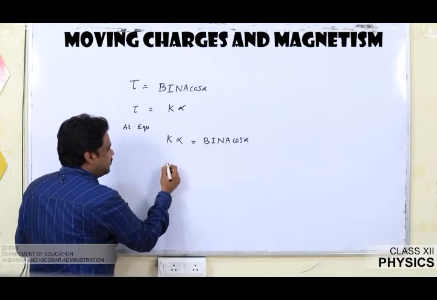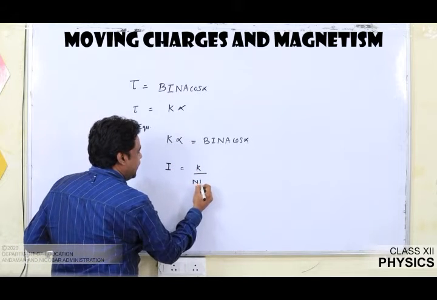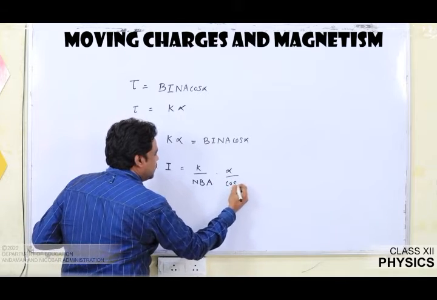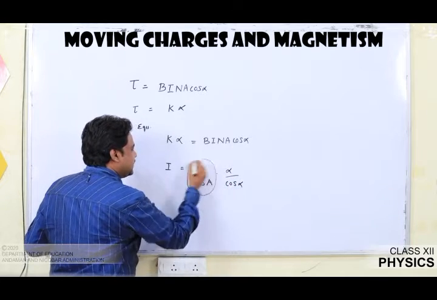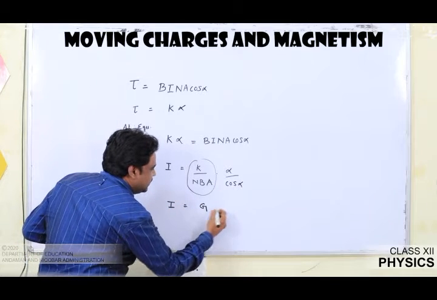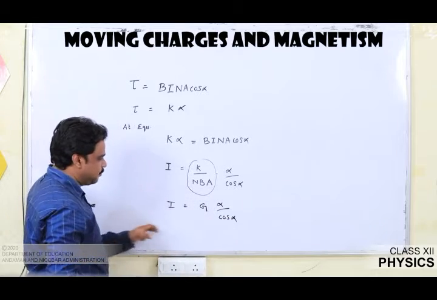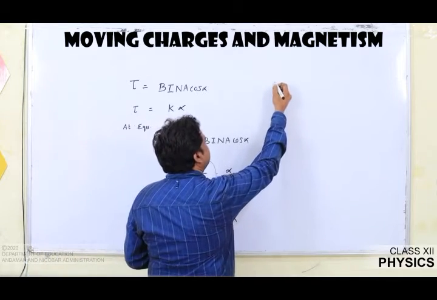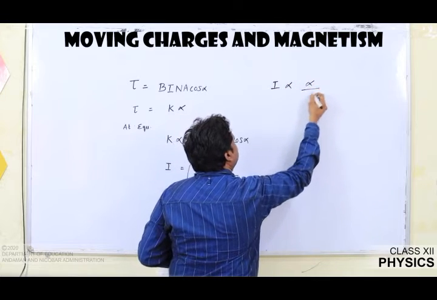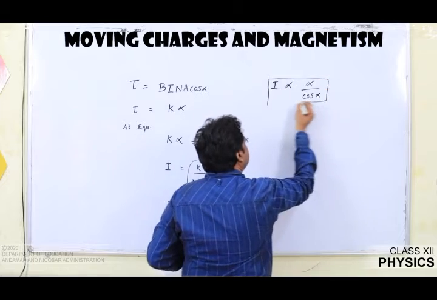We make a formula for current. I is equal to k by NBA into alpha by cos alpha. K by NBA, we said, is constant. It is called the galvanometer constant, that is G, into alpha by cos alpha. Now if I establish a proportionality, we can see that I is proportional to alpha by cos alpha. We arrived at this equation in the last class.